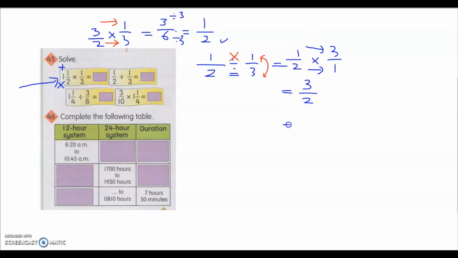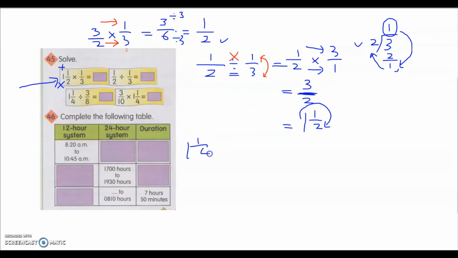And this is an improper fraction, so we change to proper fraction. So 3 divide, this line means divide, 2. So 3 divided by 2. 1 times 2 is 2, balance is 1. Then clockwise. So the round number is 1, 1 over 2. We also go clockwise here, right? 1, 1 over 2.